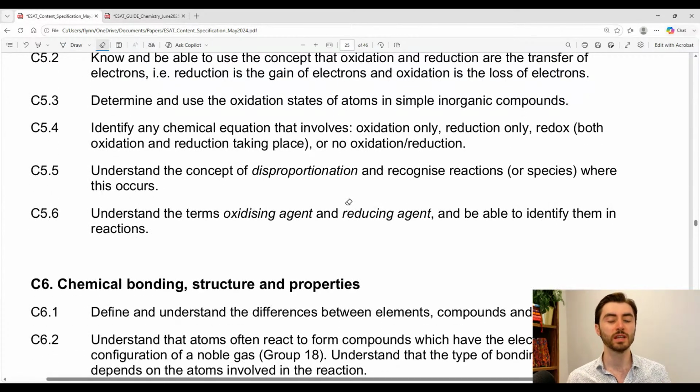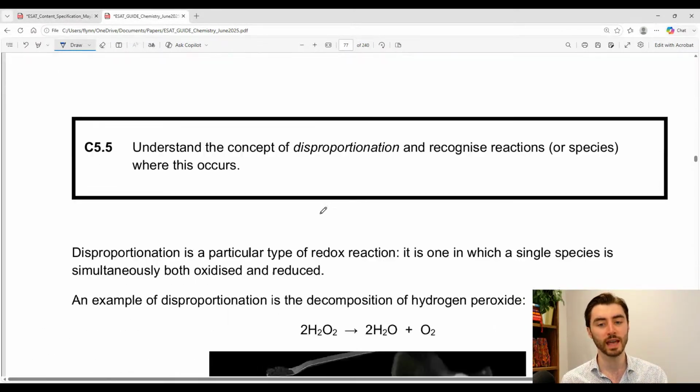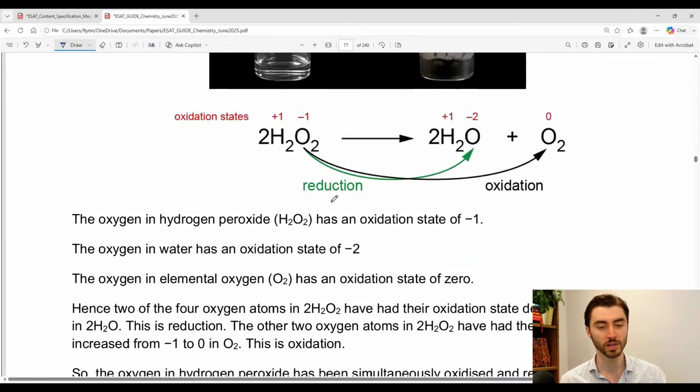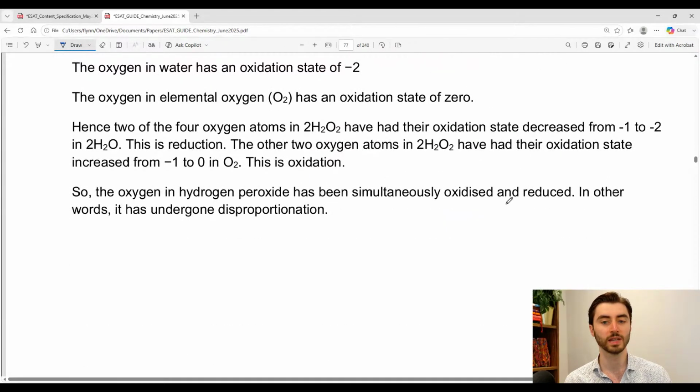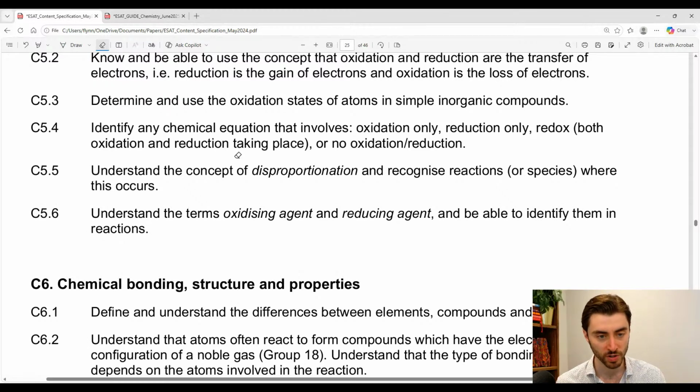So disproportionation is when the same species is both oxidized and reduced in the same reaction. So here, one of the oxygens gets oxidized and one of them gets reduced. So it is simultaneously oxidized and reduced, which is what disproportionation is. Then the oxidizing agent is the thing that oxidizes the other thing, and the reducing agent is the reactant that reduces the other reactant, right? So oxidizing agents get reduced and oxidize something else. Reducing agents get oxidized and reduce something else.